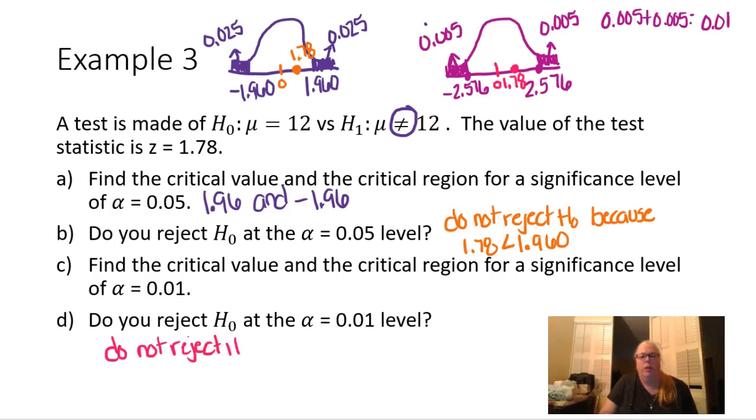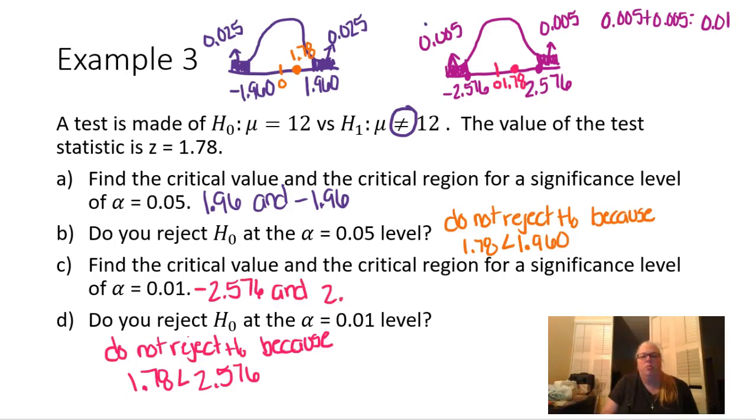Do not reject the null hypothesis because the test statistic 1.78 is less than our critical value, 2.576. And I forgot to write these in here. We had negative 2.576, and then the other one was going to be at positive 2.576.